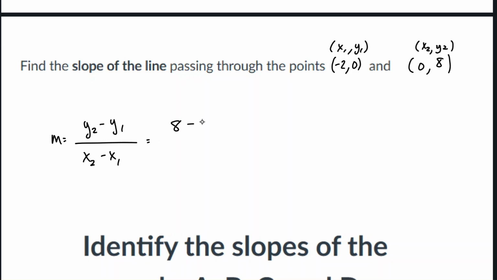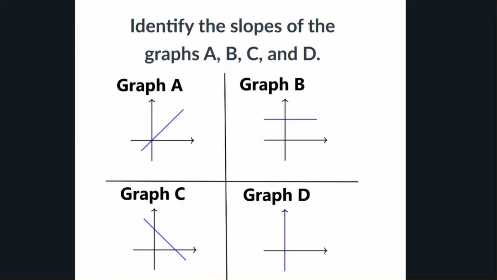So 8 minus 0 over 0 minus negative 2. Now 8 minus 0 is 8, minus a negative actually becomes a positive. So that becomes divided by 2, so the slope is 4. Here I'd encourage you to pause the video, unpause to check your work.